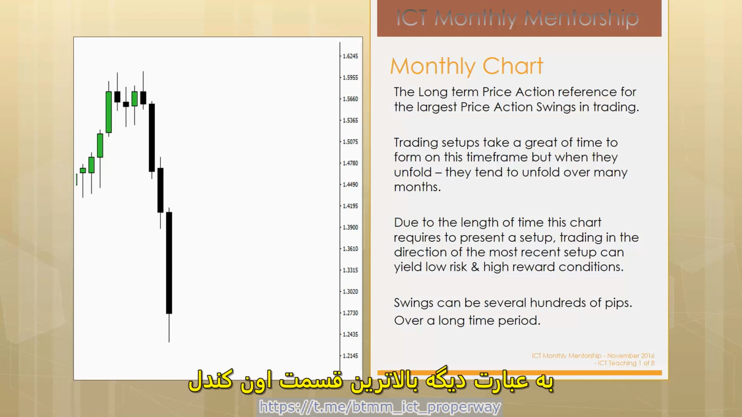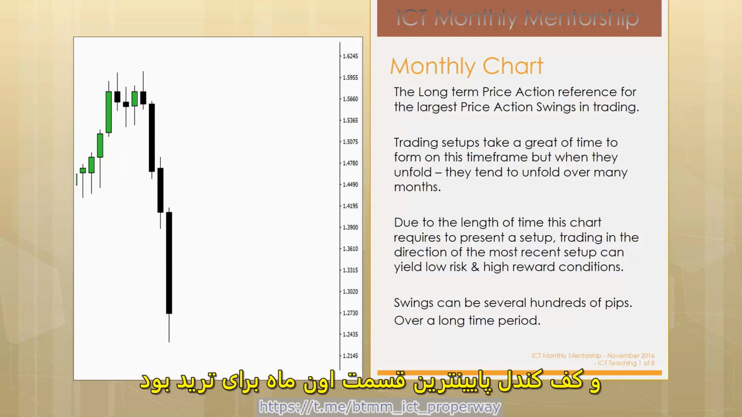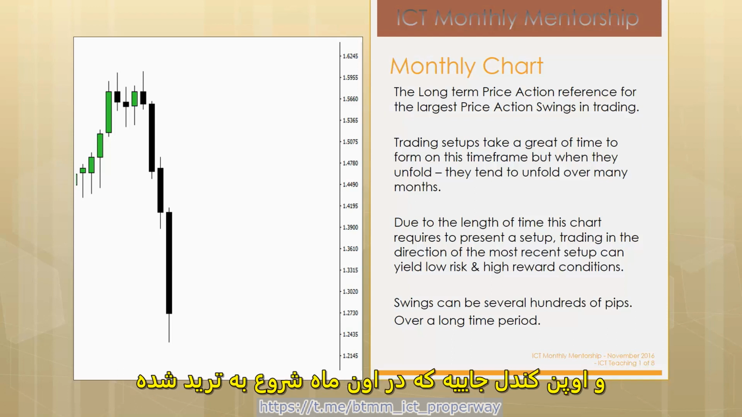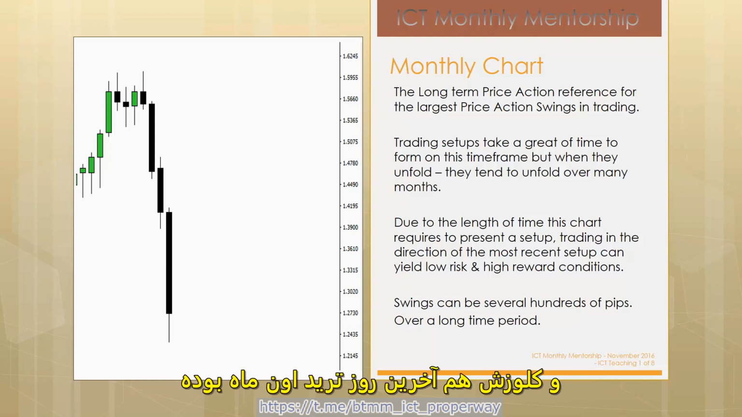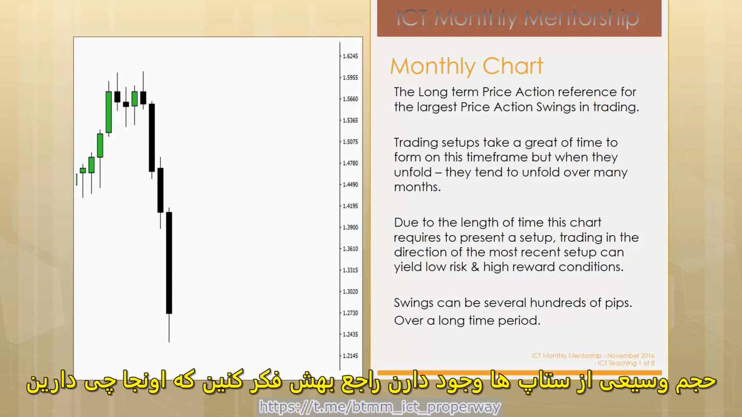In other words, the highest part of the candle for each individual candle is the high it traded to the most for that particular month. And the low of the candle is the lowest it traded for that month. The opening is where the month started trading, and then the close is the last trading day of the month where it closed. In these individual monthly candles, there are a plethora of setups.